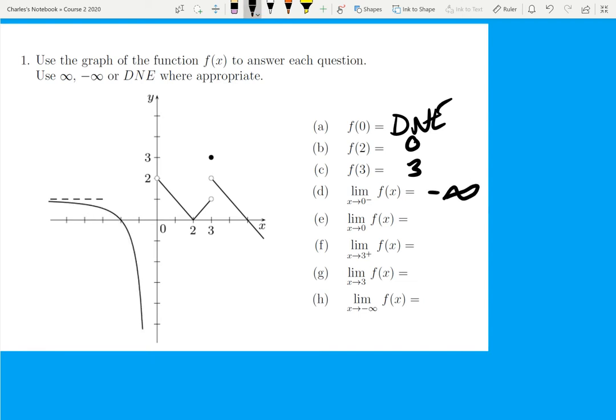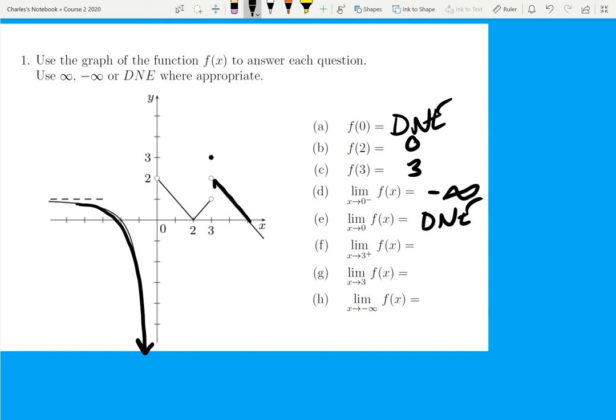What's the limit as x approaches 0? So this is what I was trying to say before that I fumbled on my words on. So see how the limit as x approaches 0 from the minus side is negative infinity, but the limit as x approaches it from the plus side is 2. So if the left and the right are not approaching the same thing, then the limit at that point does not exist. And that's important.